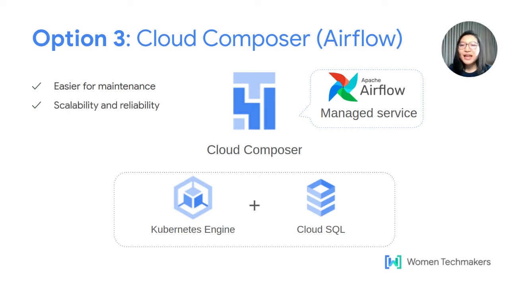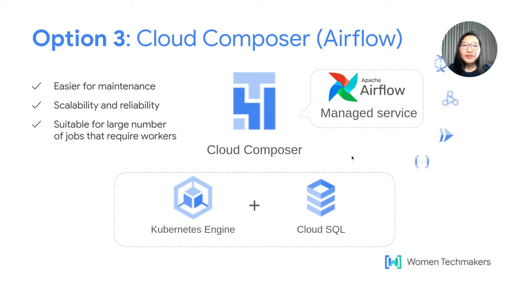Next is scalability and reliability by the power of Kubernetes. And lastly, it's suitable for a large number of jobs that require a lot of workers. Apache Airflow is also suitable for managing a large number of jobs, which I can show you in the UI in the next slide. And with Apache Airflow, it also supports all the previous options that we have discussed before. By using the specific operator or just calling the REST API, you can also use it together with the rest of the services. So it can connect to a wide range of services.